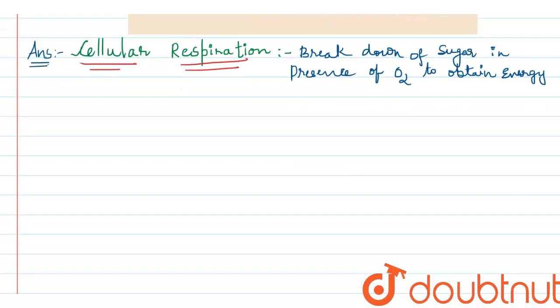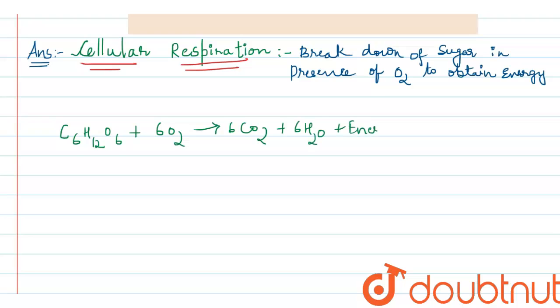So let us write the reaction of cellular respiration. The reaction of cellular respiration includes glucose molecule in the presence of oxygen is converted into carbon dioxide, water, and energy. Energy is released in the form of ATP molecules. So glucose is a 6-carbon compound.